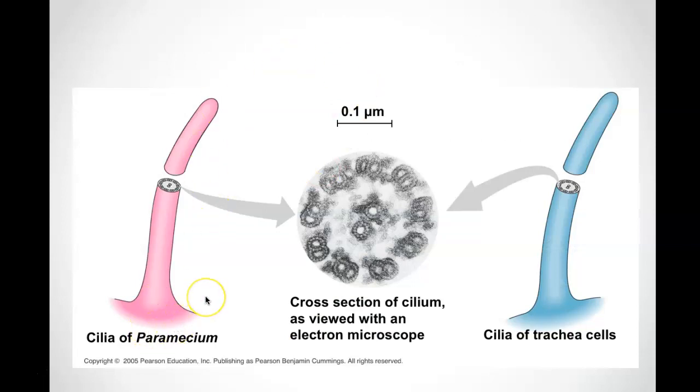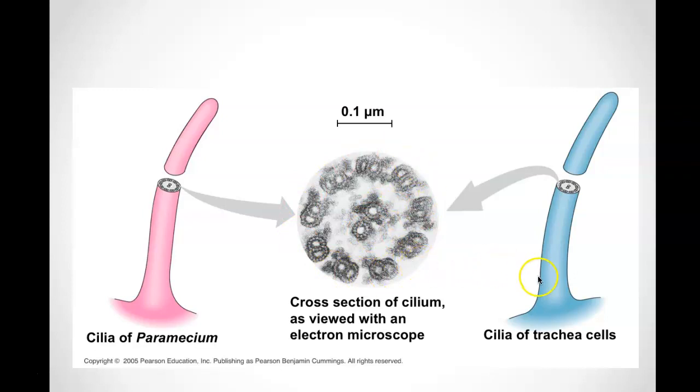If you dive deeper into what the cilia look like, you can see that each cilium has a ring of what are called microtubules. There are 1, 2, 3, 4, 5, 6, 7, 8, 9 around the perimeter, and then you have 2 in the middle. That is what makes up the order of the cilia.